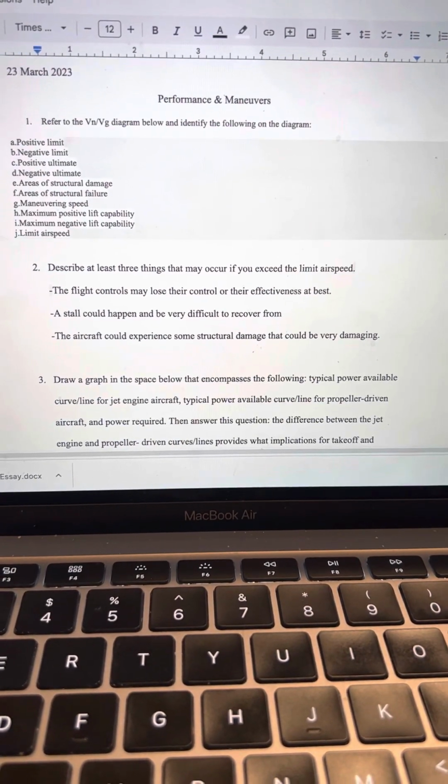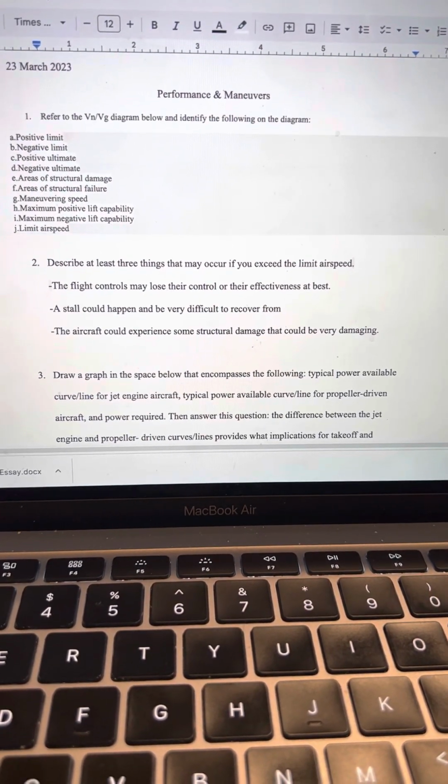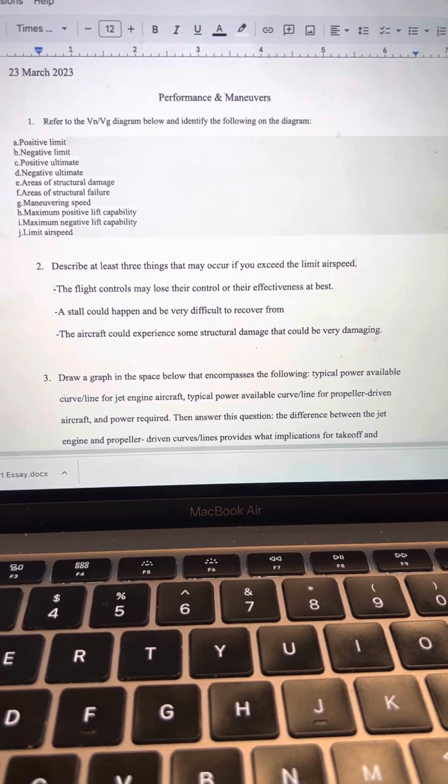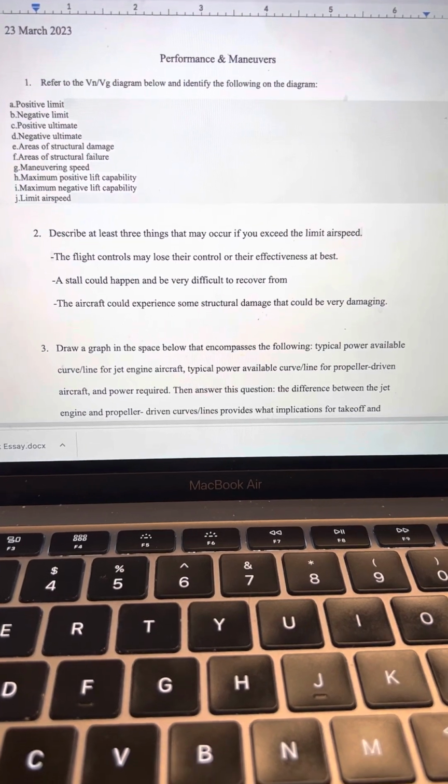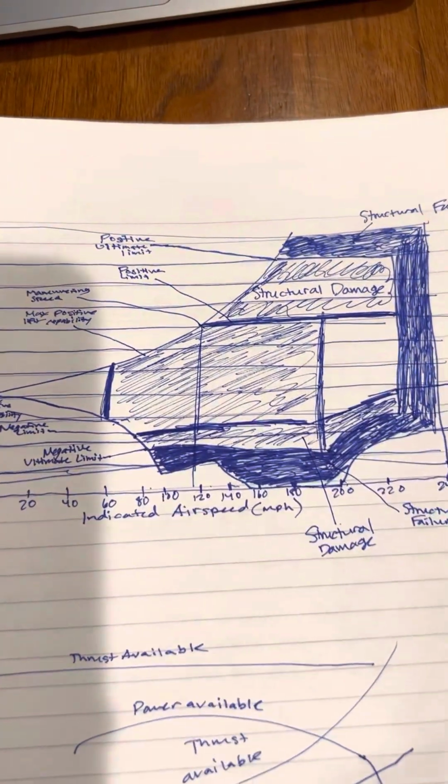All right, so this is the performance and maneuvers worksheet. To start off with the VAVG diagram and what it represents. I've drawn it here.